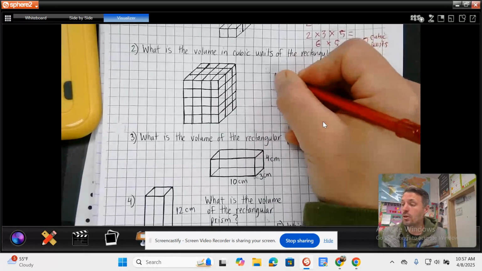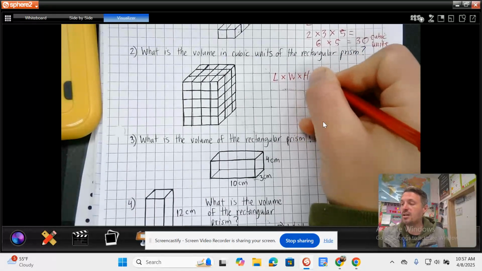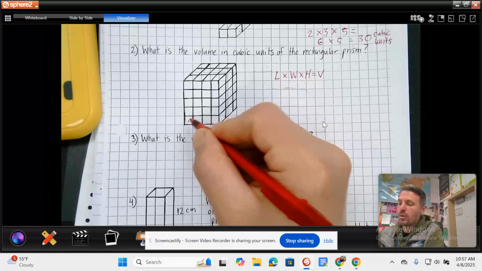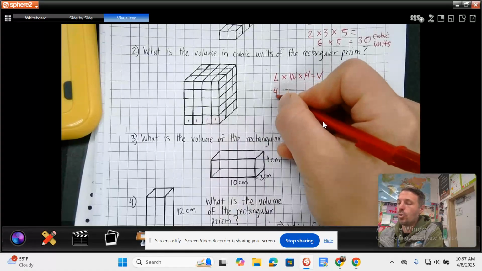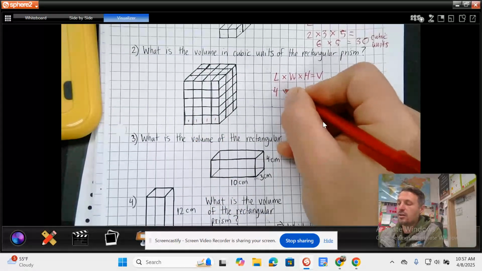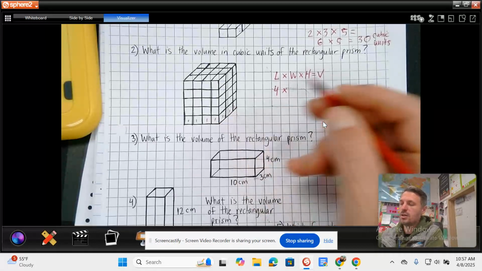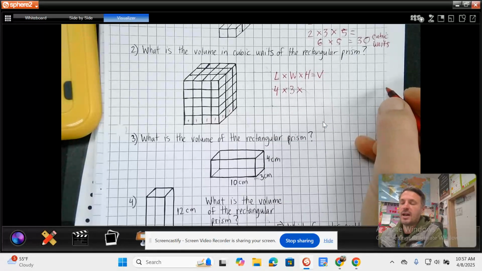So again, the formula for finding volume is length times width times height equals volume. To find the length, all we have to do is count 1, 2, 3, 4. That's the length. It's 4 cubes across from here to here. And then the width, it's 1, 2, 3 cubes across from here to here. So it's 4 times 3 times. Now all we have to do is count the height.